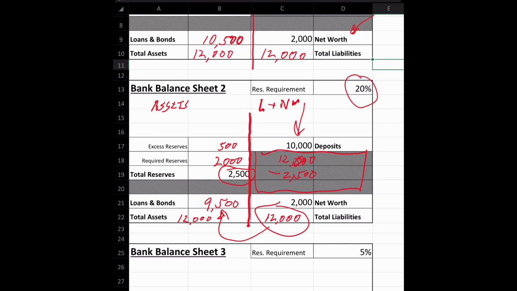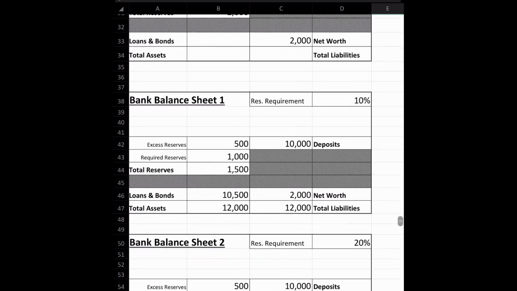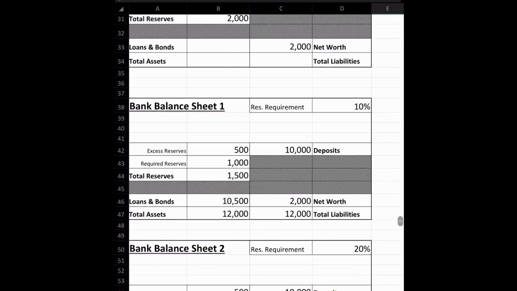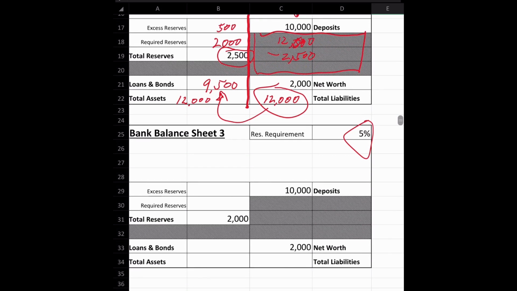Let's do one more. Now if you'll go on down, I gave you the answers. So let's go here. Okay, reserve requirements of 5%. $10,000 in deposits. So how much is 5% of $10,000? That's going to be $500.